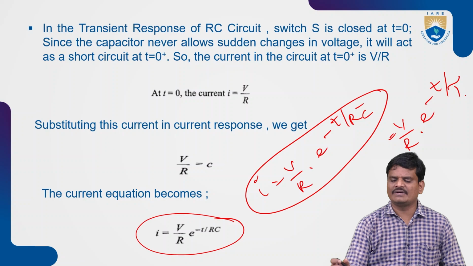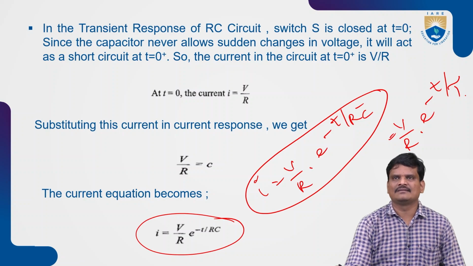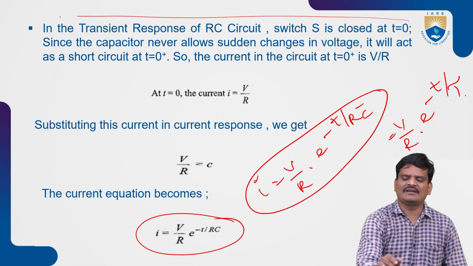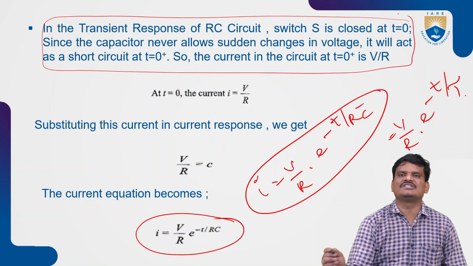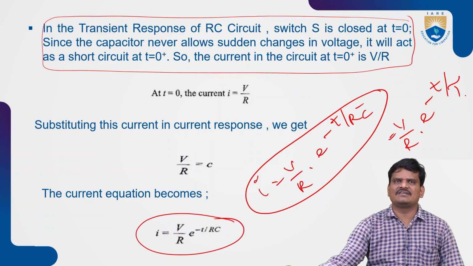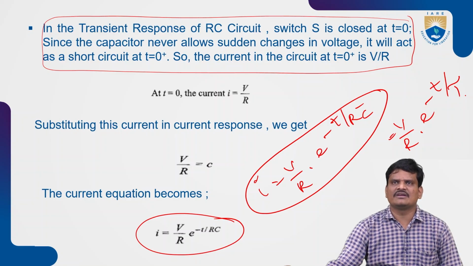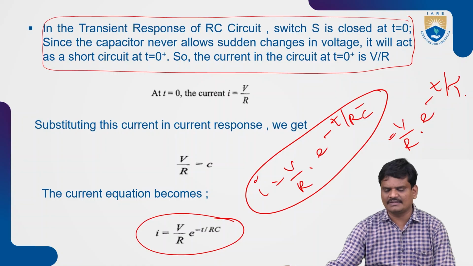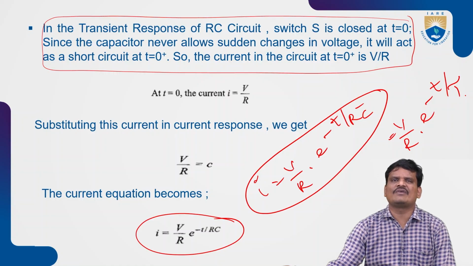So in order to evaluate the value of this particular constant C, I am using the initial condition, that is the switching operating condition. At t equal to 0 plus, what is happening in the circuit, how the capacitor is behaving in the form of a short circuit, and what is the current obtained in that. Just substitute the value of that constant C in that, you are going to get the final value of the current, that is I equal to V by R into e to the power of minus t by RC.